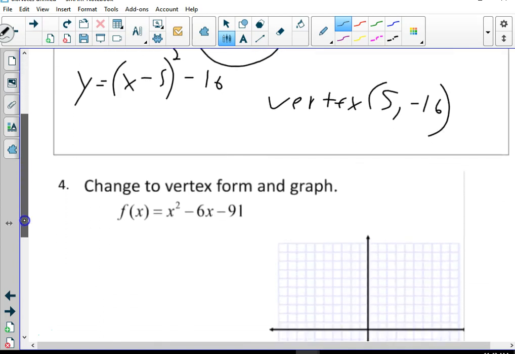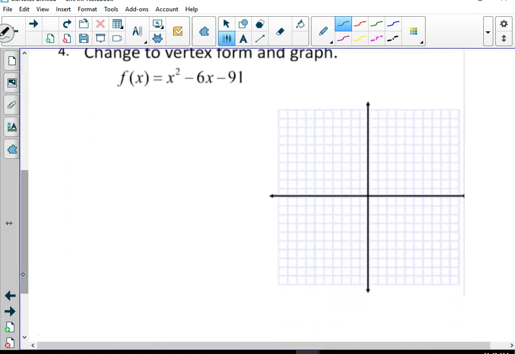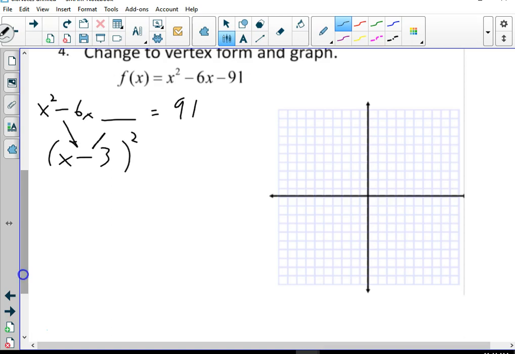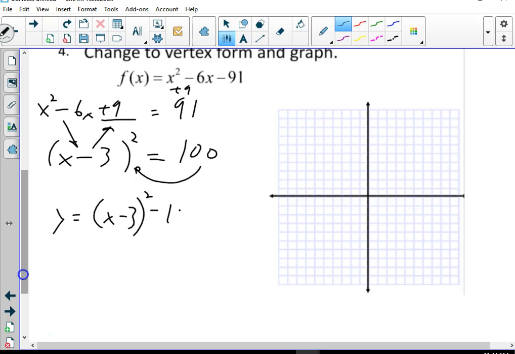Now we're going to do one more and actually graph it. So we have x squared minus 6x equals positive 91. We move it over to the other side. What number goes in the parentheses? Negative 3. Half of negative 6. It kind of bounces. Like you take half of this, and we're going to come back up here and square that. So that's going to be plus 9, plus 9. Equals 100. We're going to move this back over. y equals (x minus 3) squared minus 100.